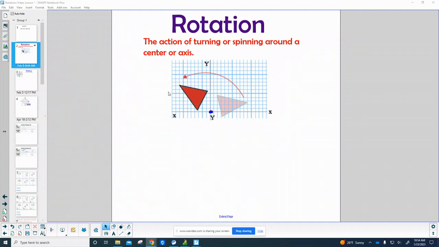All right, so today we're talking about rotations. So far we've talked about translations, reflections, and a couple of other types of transformations, but today it's rotations. A rotation is the action of turning or spinning around a center or axis, usually the origin or some other point that we can define.